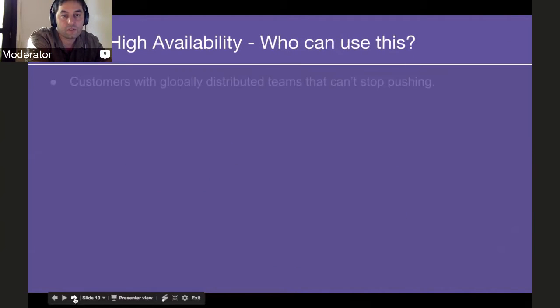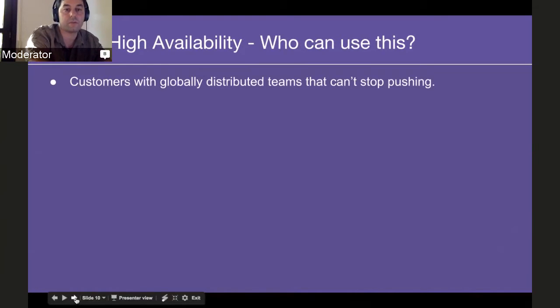So who can use this? Well, customers with globally distributed teams that cannot stop pushing stuff, right? Apple, for example. They have people around the world. They have a lot of places where people are coding and reviewing stuff and working basically. They go around the globe, so they need it to be up all the time, right?